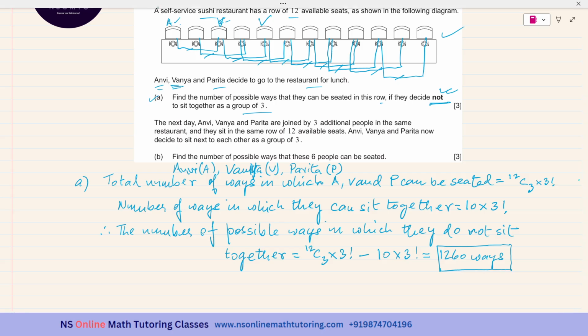The next day, Anvi, Vanya, and Parita are joined by 3 additional people in the same restaurant, and they sit in the same row of 12 available seats. Anvi, Vanya, and Parita now decide to sit next to each other as a group of 3. So part B's question is, find the number of possible ways that these 6 people can be seated.